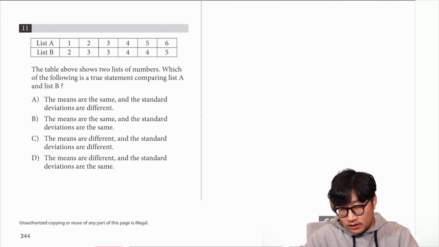Number 11. The table above shows two lists of numbers. Which of the following is true about comparing list A and list B?